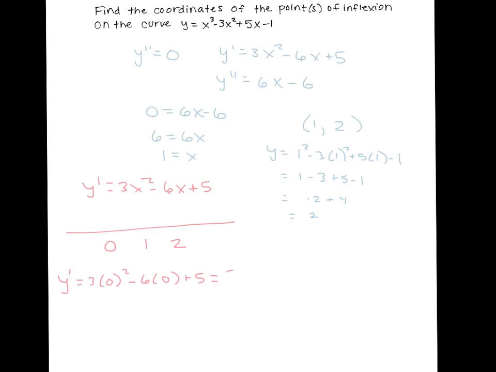And we get 5, so we get a positive slope. Now we're going to take 2 and also plug that into our first derivative. And that's going to give us 3 times 4 is 12, minus 12, plus 5. That gives us 5, which is also positive. We know that there's a 0 slope there. So we have a positive slope, a 0 slope, and then another positive slope.